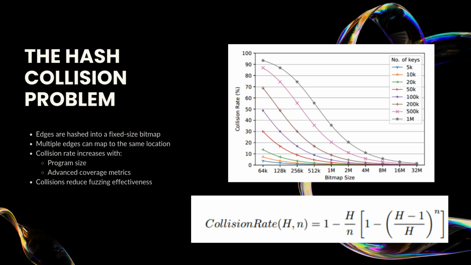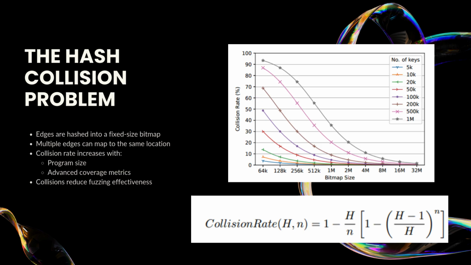Now here's why that matters. If two different edges map to the same byte, the fuzzer cannot distinguish them. So if a new input exercises a genuinely new edge, but that edge collides with an existing one, the fuzzer may believe nothing new happened. As a result, that input could be discarded. This directly reduces exploration and bug discovery.